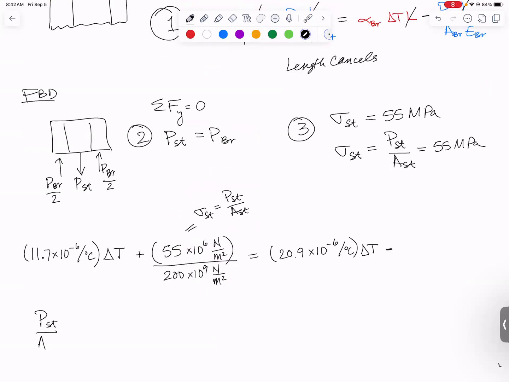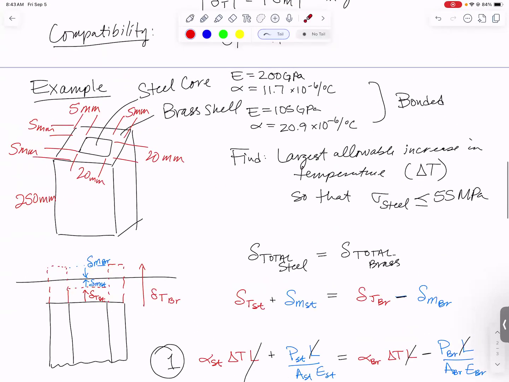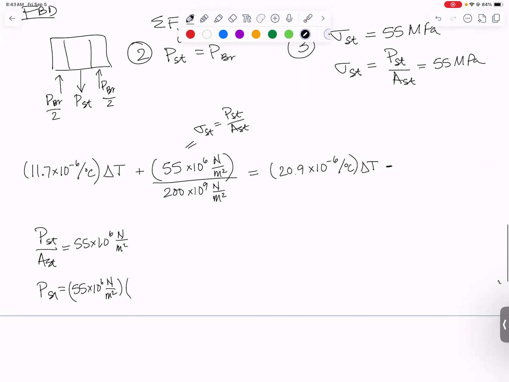P in the steel over area of the steel is 55 times 10 to the 6th newtons per square meter. P in the steel will be 55 times 10 to the 6th newtons per square meter times the area of the steel. I don't remember what the area was. The steel was this little square core, 20 millimeters by 20 millimeters. I think I'm going to switch that to meters: 0.02 meters times 0.02 meters. That's the area. So P in the steel comes out to be 22,000 newtons or 22 kilonewtons. That is also equal to P in the brass.